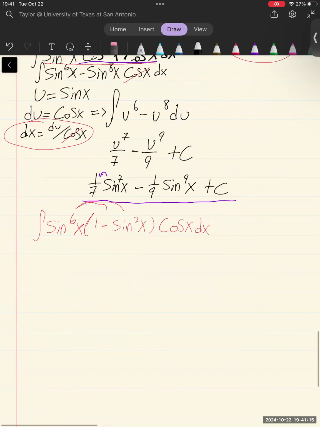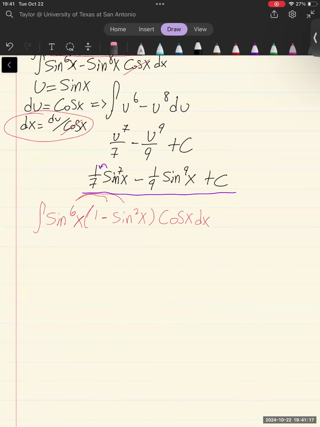All right, next example here. Do we have any questions before I move on as I'm writing this? Feel free to jump in as I'm writing this down.